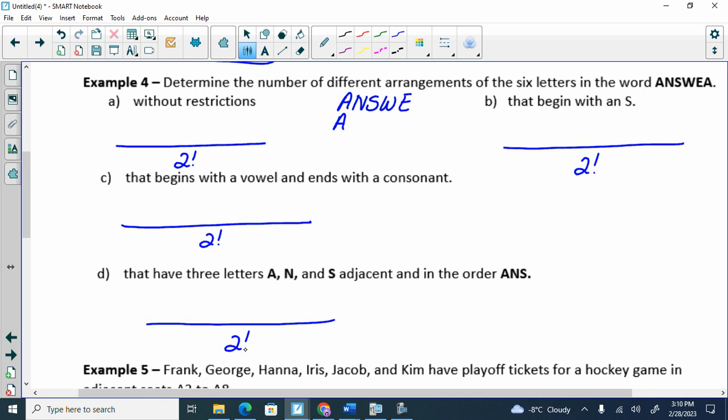It says without restrictions. So without restrictions, I have 6 blanks. 1, 2, 3, 4, 5, 6. How many letter options do I have for this? How many letters are there? 6. Then 5, 4, 3, 2, 1. So now it's 6 factorial divided by 2 factorial, because the 2 factorial is getting rid of all the cases where the A's actually look the same, right? Whereas in answer I didn't have that problem. So it's 360.